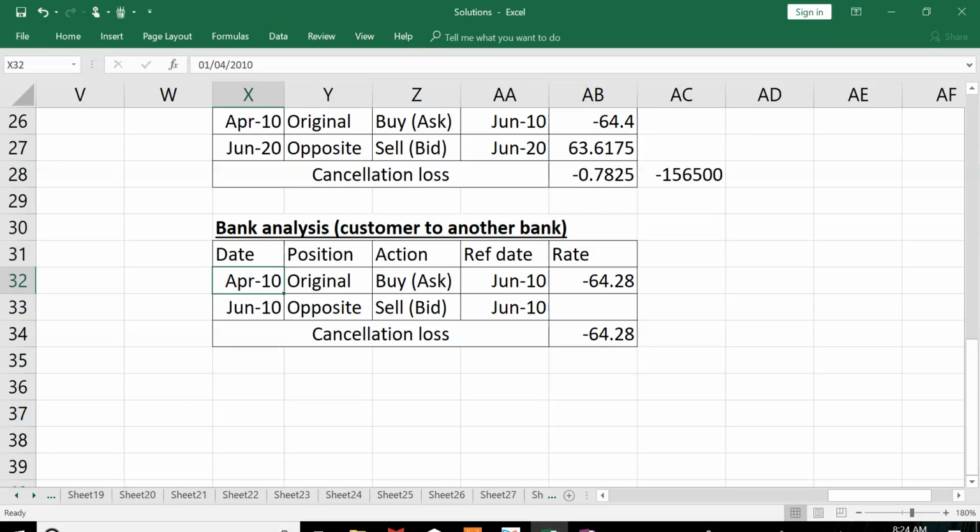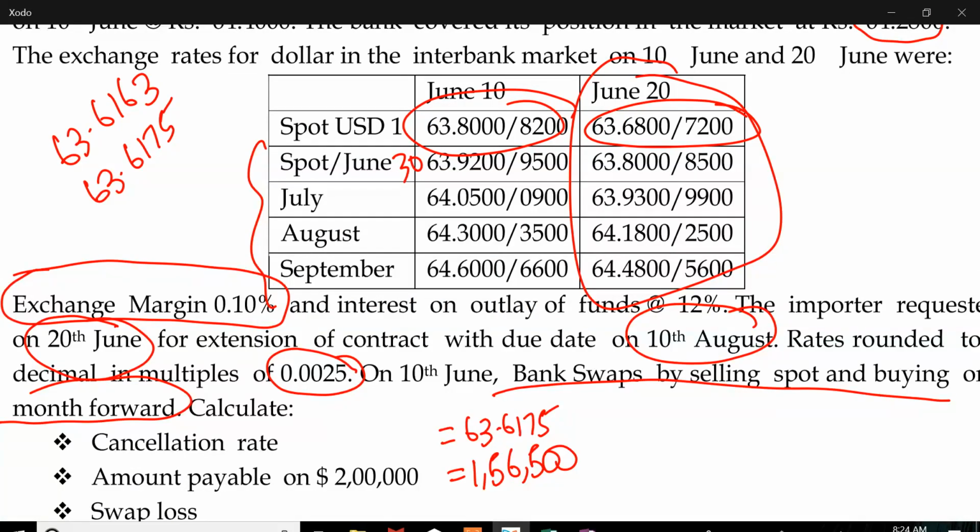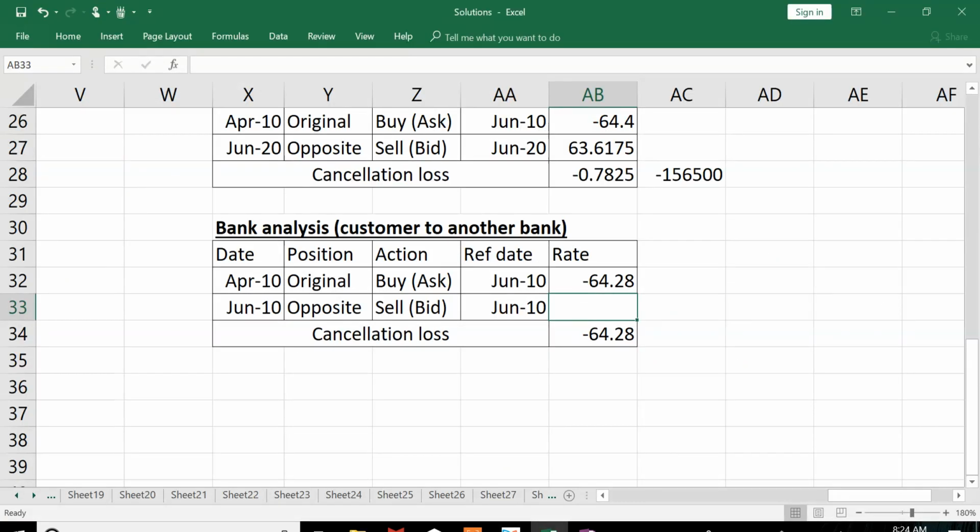So on June 10, what is the bid rate for June 10? 63.8. No 0.1 percentage and all, that is only applicable to the end customer. So 63.80. Any doubts till now?